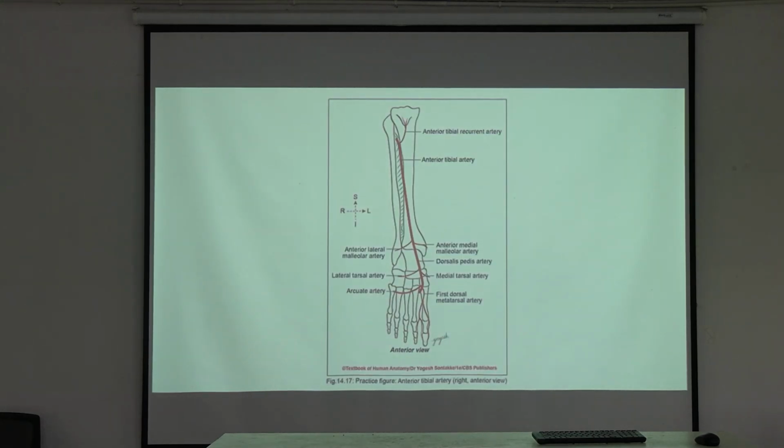This is the picture of the anterior tibial artery. You can see it gives so many branches on the lateral side, on the medial side of the ankle. Okay, the lateral malleolar and medial malleolar branches. Okay, and tarsal branches, and ultimately from the arteria dorsalis pedis, the arcuate artery and the first dorsal metatarsal artery, and it passes in between and it goes to the plantar aspect.